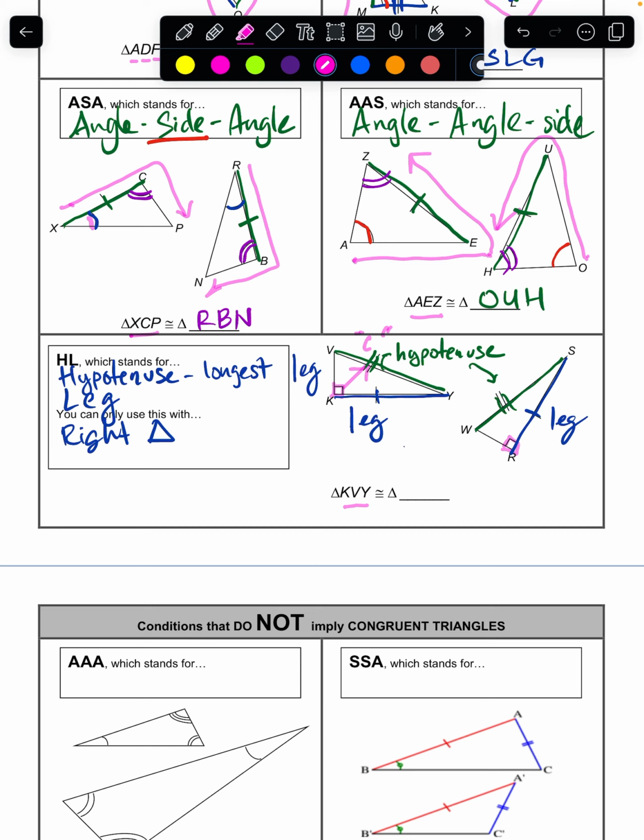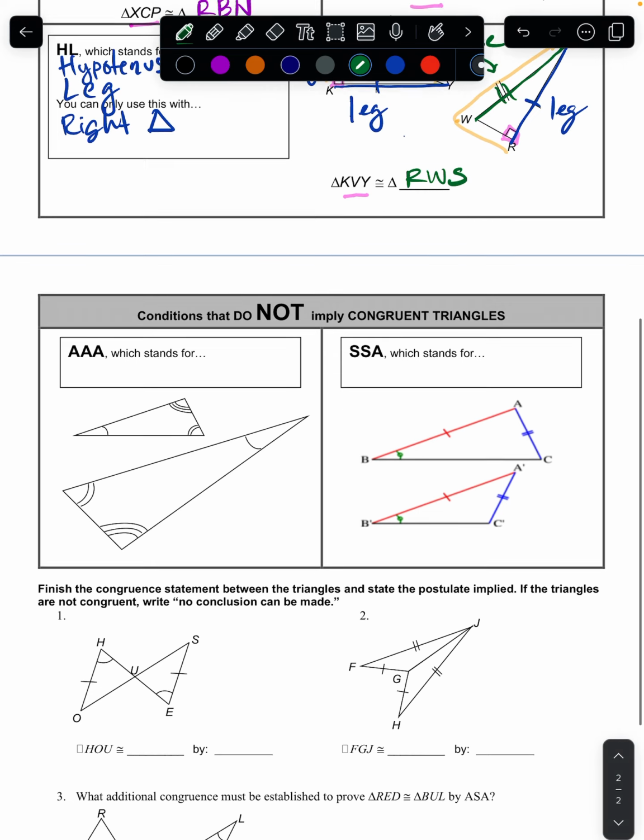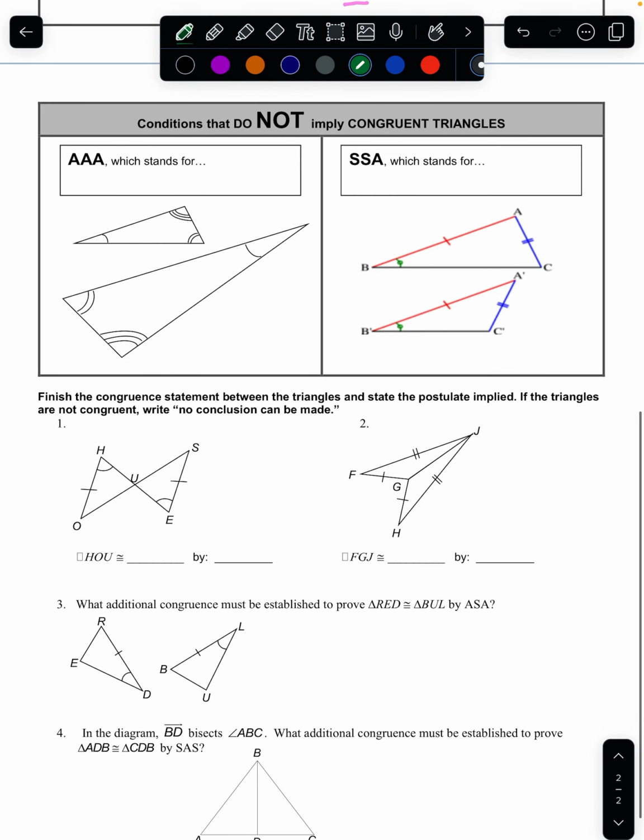So let's see, my K is here. Let me change my color. K to V, so it's short leg first, and then Y, right? So I'm going to go up my short leg, and then I'm going to go to my S. So when I'm naming this, I'm going to say it's triangle RWS. Okay?